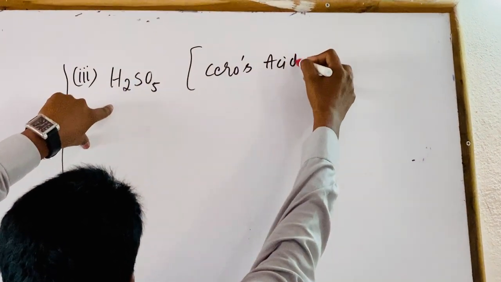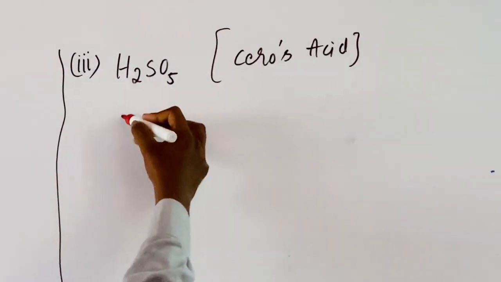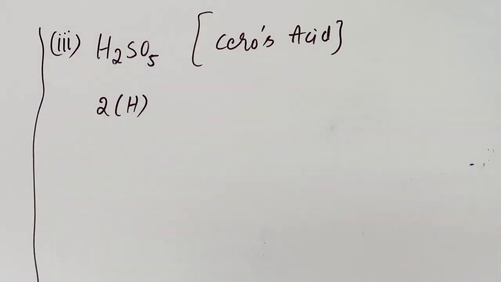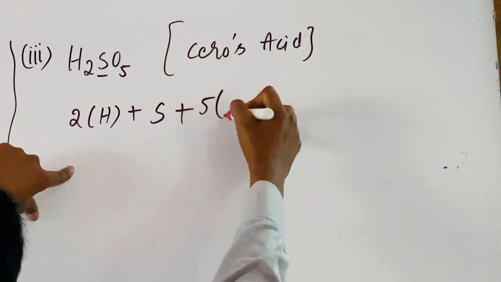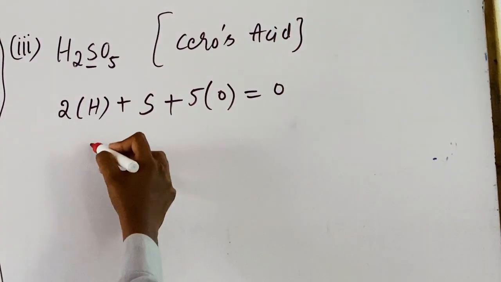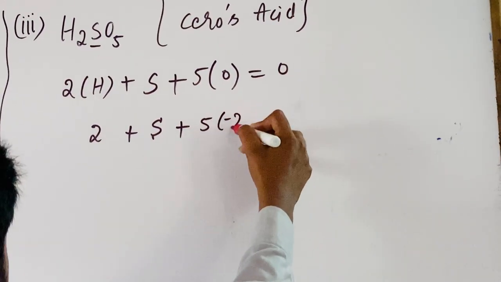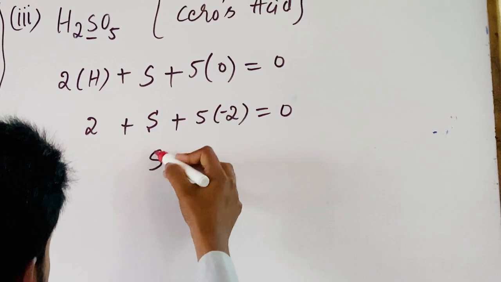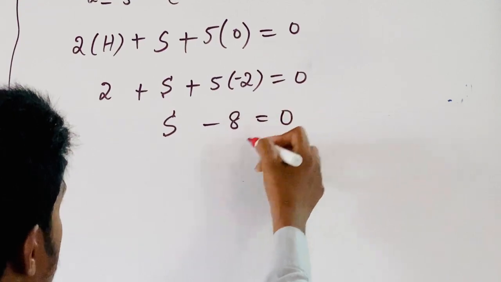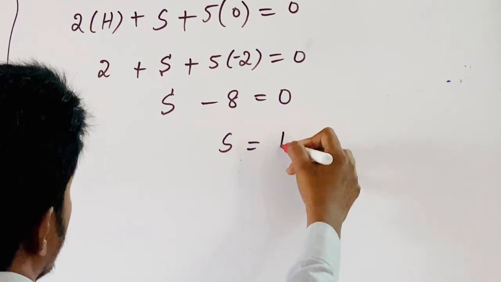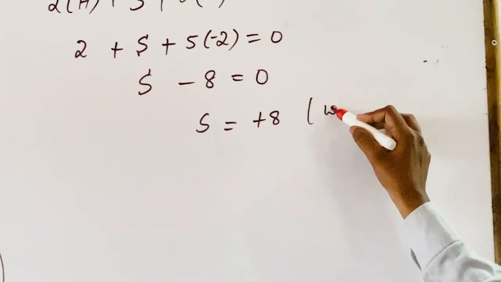Similarly, in case of the third one, that is Caro's acid, H2SO5. Here also we are following the rules given in the earlier classes. Two hydrogens, hydrogen belongs to 1A group. The underlying element that we have to find is sulfur, and 5 oxygen atoms, the total charge is 0. 2 into 1, 2, plus S, plus 5 of minus 2 equal to 0. S minus 10 plus 2, minus 8. S minus 8 equal to 0. Then S equal to plus 8.